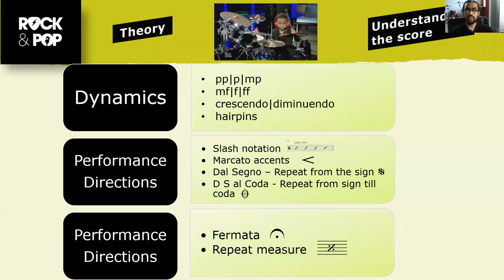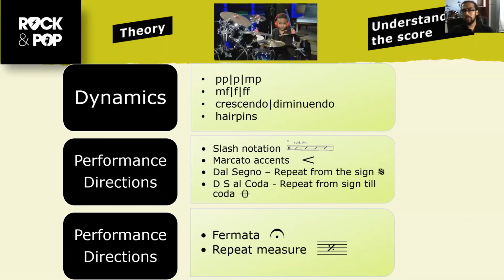Next, we have crescendo, diminuendo. Crescendo means gradually getting louder. Diminuendo is the opposite, which means gradually getting softer. There is another term used in music. It's called hairpins. Hairpins are nothing but a diminuendo placed right after a crescendo. So on the chart, it looks like a hairpin.